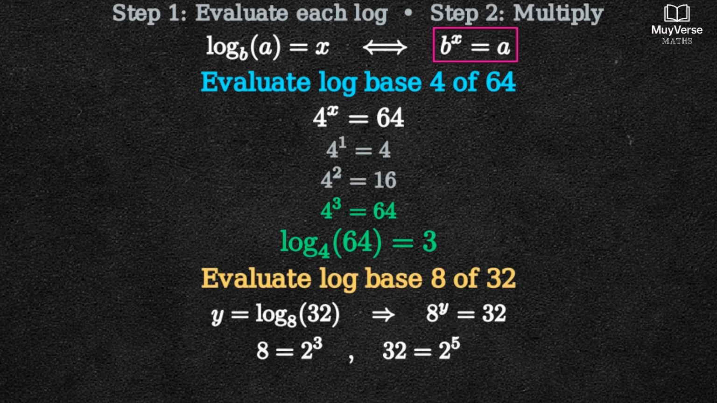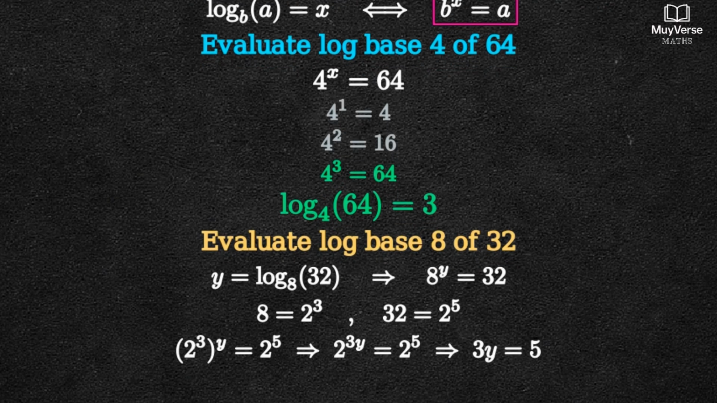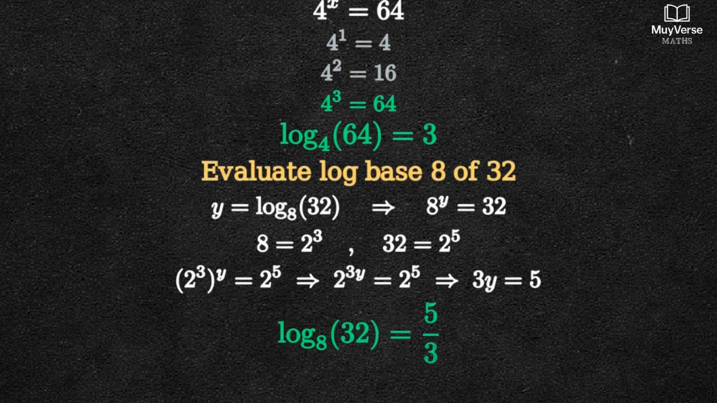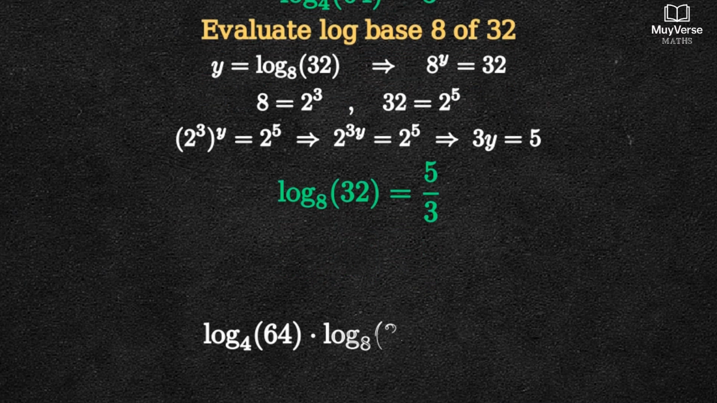Rewrite both numbers as powers of 2. 8 is 2 cubed, and 32 is 2 to the 5th. Then 2 to the 3y equals 2 to the 5th. So the exponents must match. 3y equals 5. Solving gives y equals 5 over 3. Finally, multiply the two values. We have 3 times 5 over 3. The 3's cancel. The product equals 5.